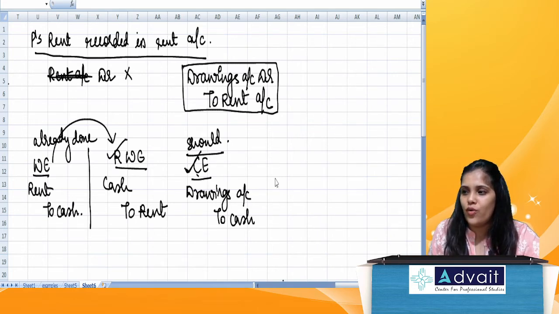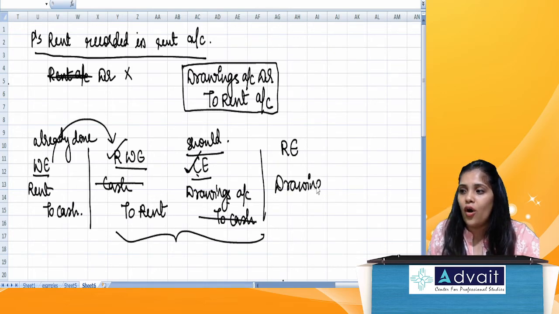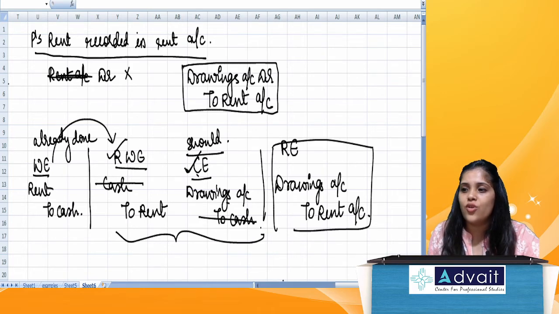So, we don't pass two entries. We pass only one entry that will be called as rectification entry, net of these two. This is already done, you can't change it. You first reverse the wrong entry and pass the correct entry. So, instead of doing two, we do only one. See, cash debit, cash credit gone. So, rectification entry will be drawings account debit to rent account. Clear till here? So, this is how you pass. So, this is called as four steps.